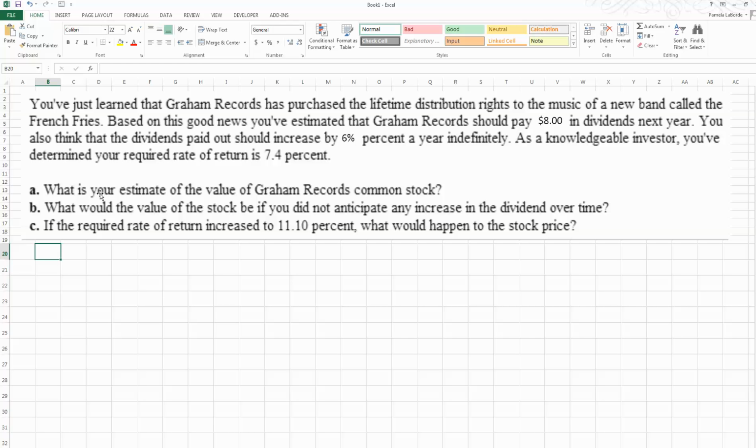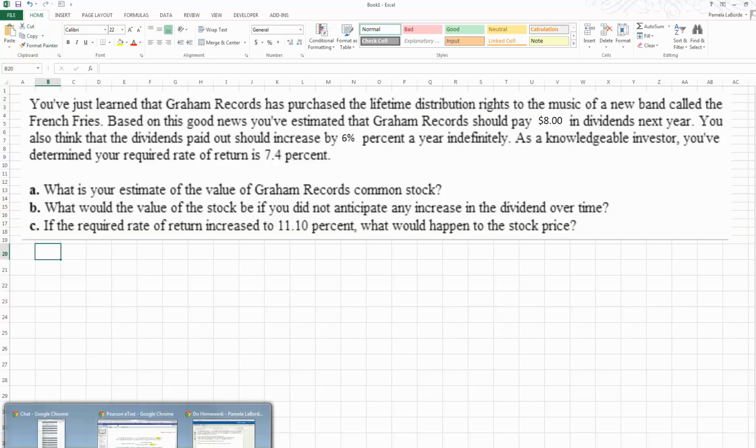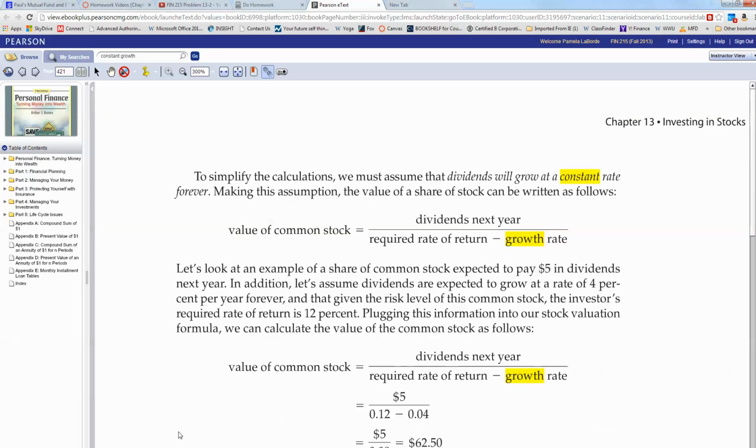I'm going to use the same formula for parts A, B, and C, and the formula comes from chapter 13. To find the value of common stock that we expect to have a constant growth rate, I need to take the dividends that I anticipate next year and divide by the required rate of return minus that constant growth rate.